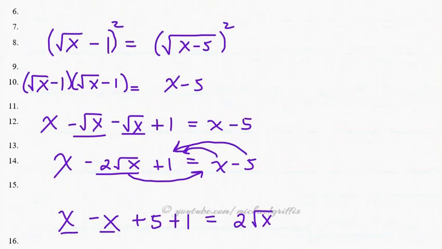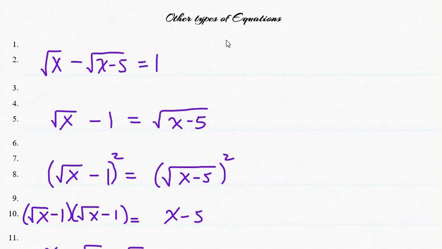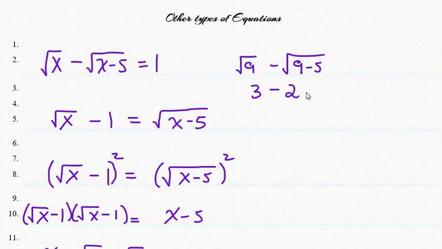Let's go back up to our original. So when we plug 9 in, let's check this out. Let's make sure. Minus. So the square root of 9 is 3. This is going to be 4. The square root of 4 is 2. And 3 minus 2 is 1. So that does check out to be the solution.